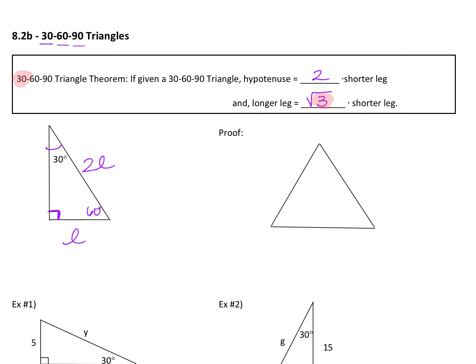So what that looks like here, this is going to be the length of the leg times the square root of 3. Okay, so this is your general setup for a 30, 60, 90 triangle.